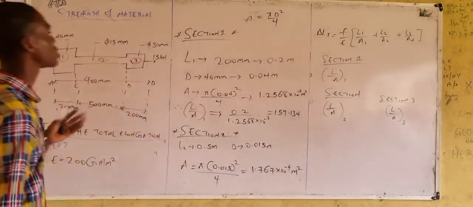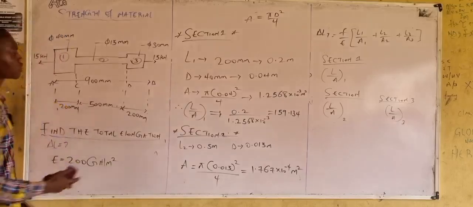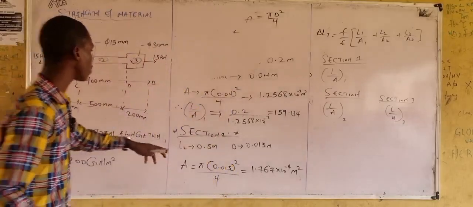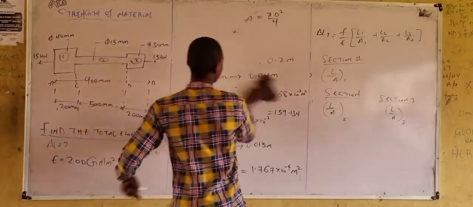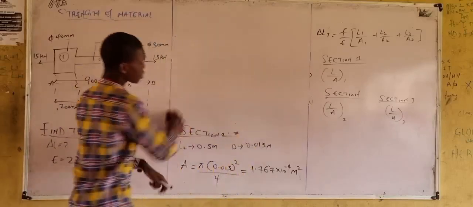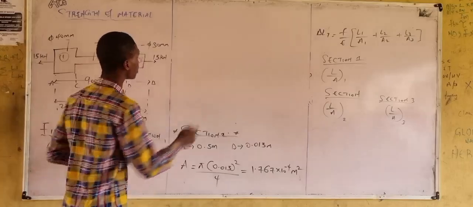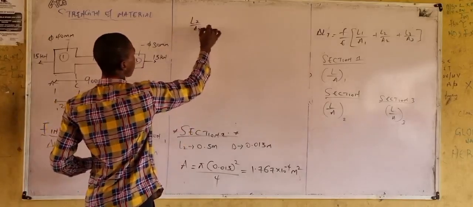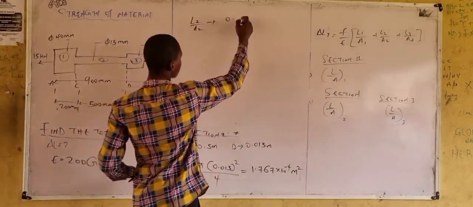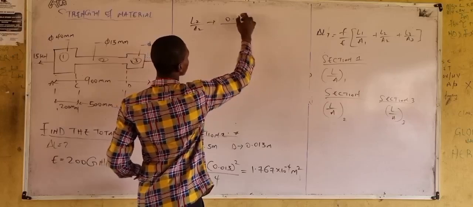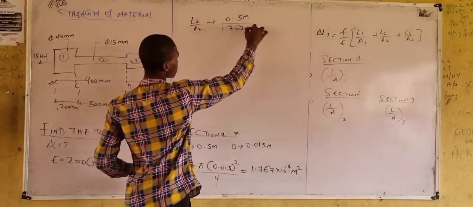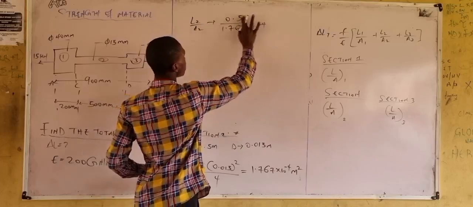We've done section 1 and section 2. Now for section 3. Okay, so we are here to get the ratio of length to area in section 2. You are still in section 2, a continuation of section 2. We want the ratio of the length to area. What's the value for the length? 0.5 meter divided by 1.767 times 10 raised to power minus 4. What do we have?